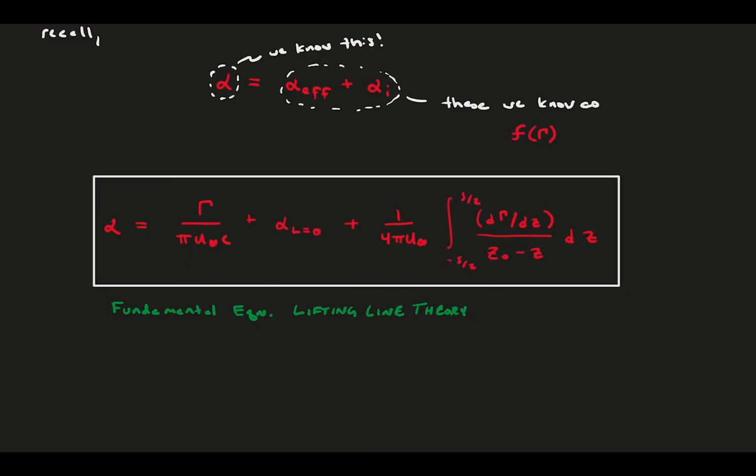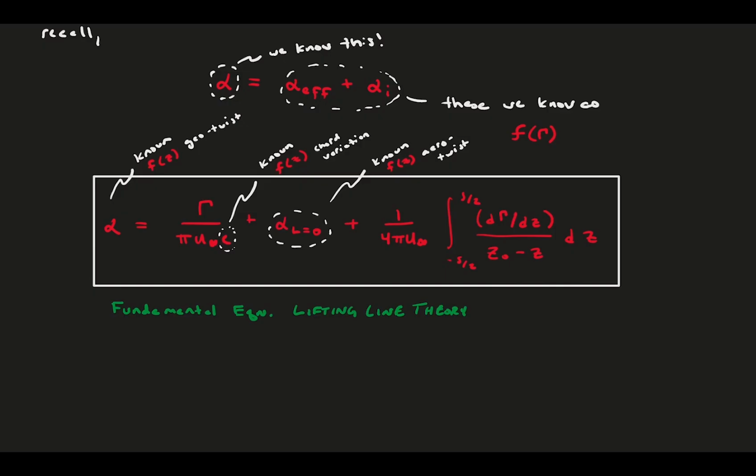In this expression there are a number of span-wise functions that we should identify. Alpha is known, and it's possibly a function of z if there is geometric twist in our finite wing. The chord is also known, and also possibly a function of z if there's a chord variation, like wing tapering. The angle of attack with zero lift is also possibly a function of z for modern wings. If the profile shape is changing along the span using aerodynamic twist, that changes this value along the span.